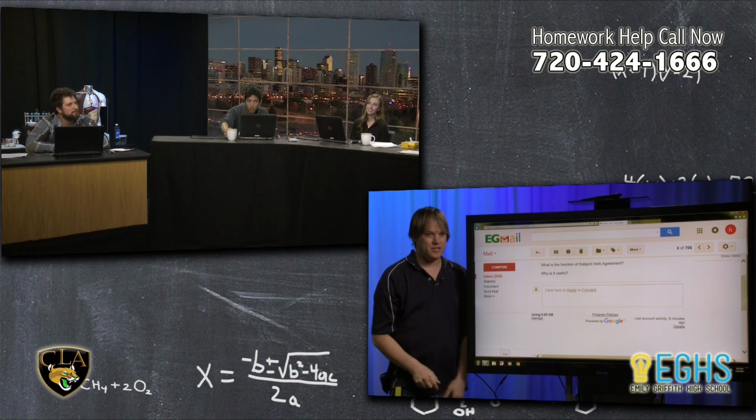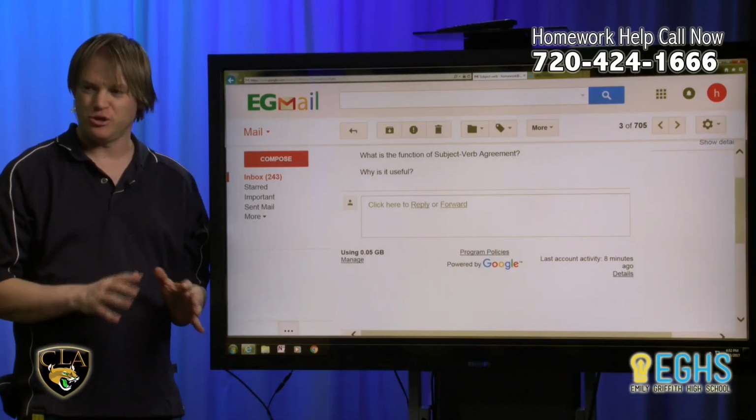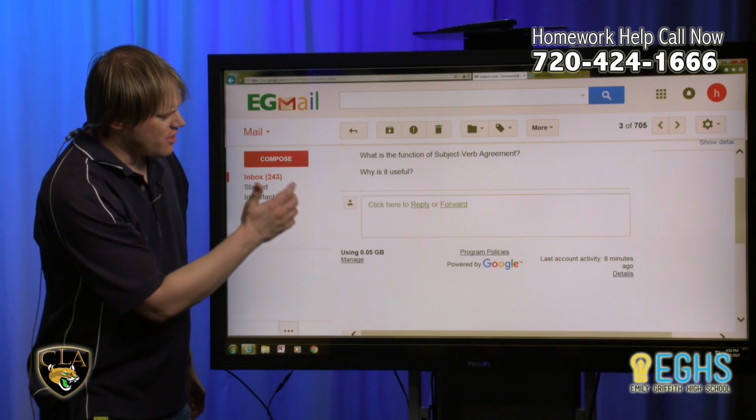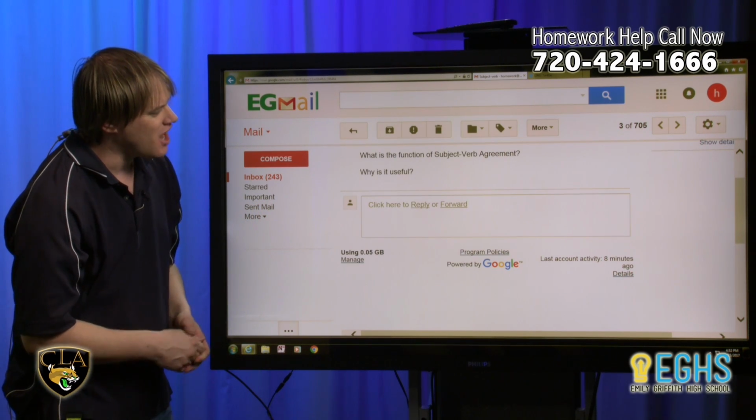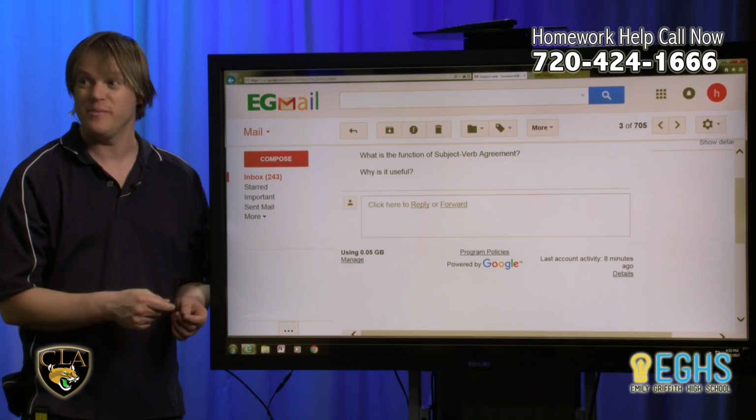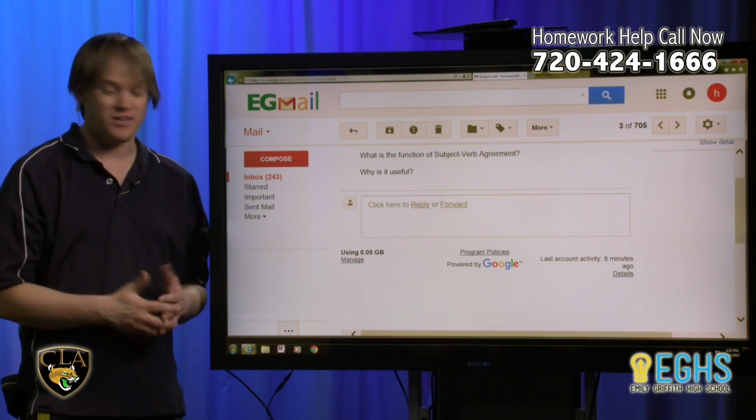Right, we got a special question here. This kind of throws a little curveball into it, but this is a question that I think Sam can answer. What is the function of subject-verb agreement? So I guess we're kind of doing English a little bit. But why is it useful? What is the function of subject-verb agreement, and why is it useful?